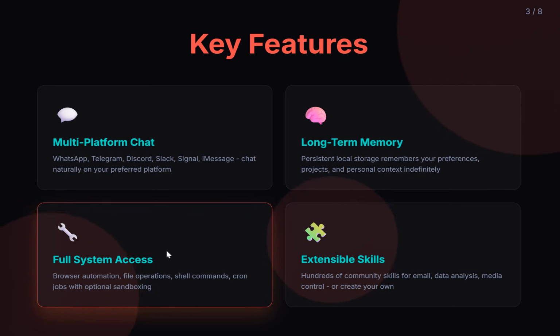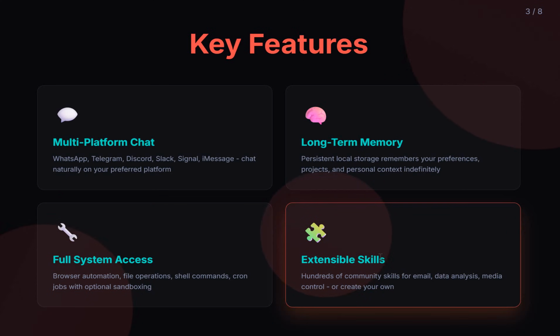Another important key feature is full system access. This is where it gets powerful, because it can do full automation. It has full access to your file operations, shell commands, and cron jobs. It can schedule tasks and do almost everything because you give it full access to your computer. And finally, extensible skills. There are hundreds of community skills for sending email, data analysis, media control, and you can create your own as well. So these key features make it exceptionally great.